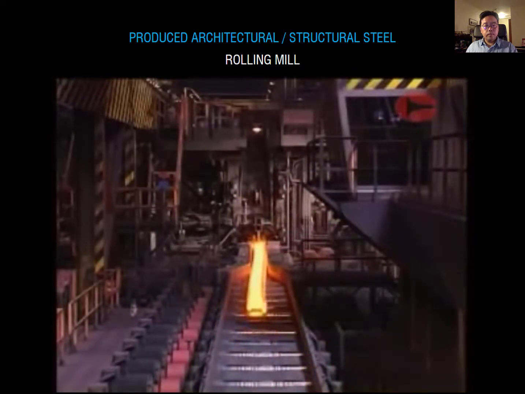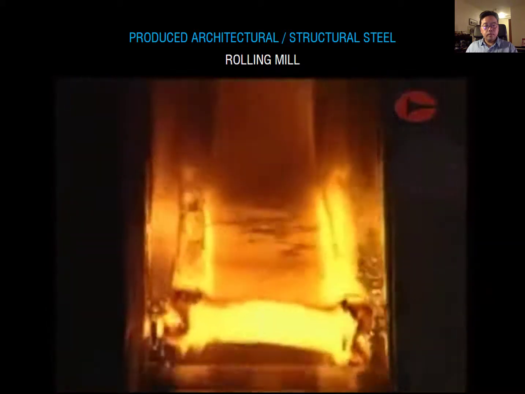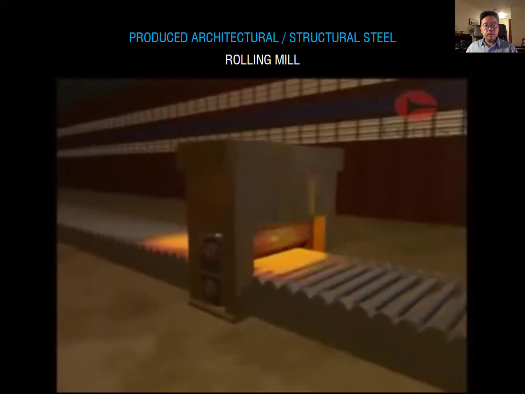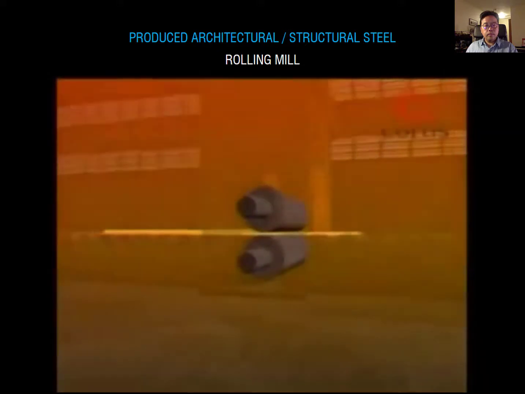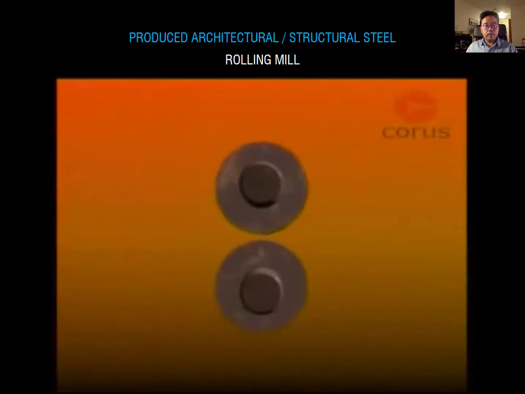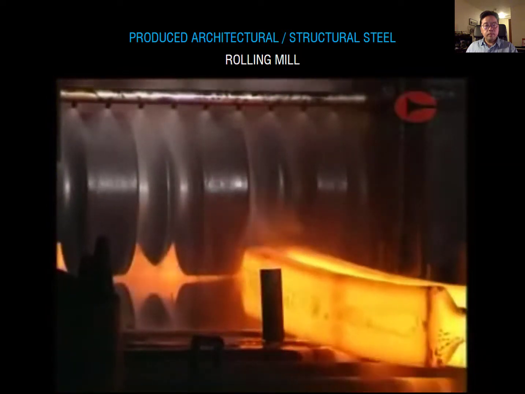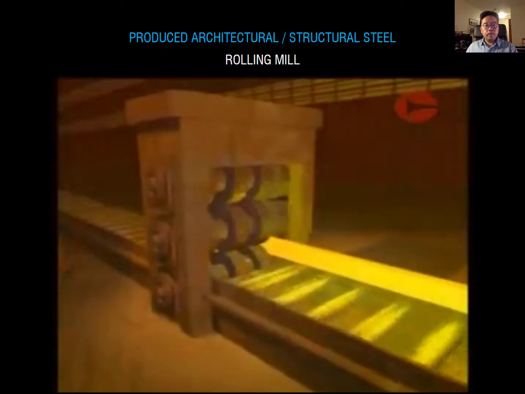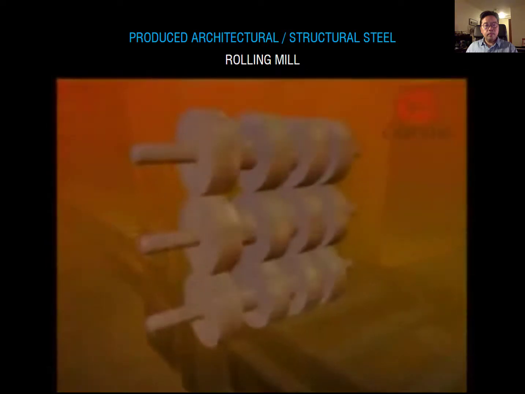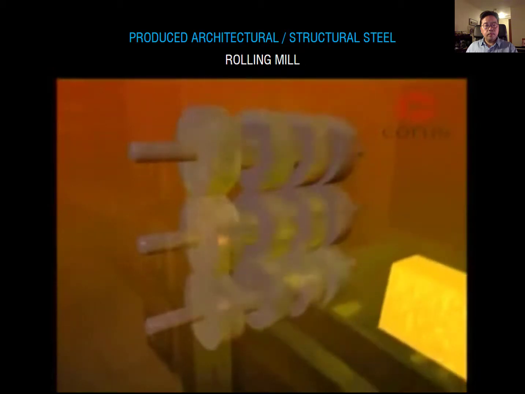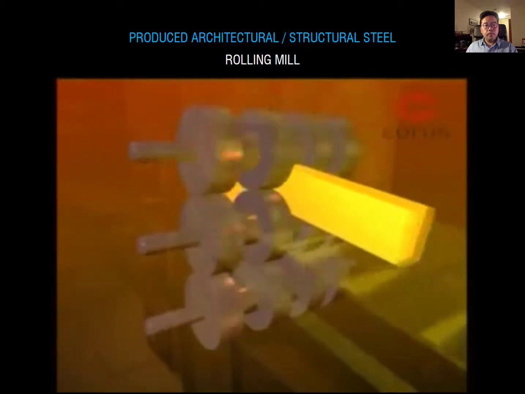Mill stands have various roll arrangements depending on the product being rolled. The simplest arrangement is a two-high stand, used mainly for long products such as sections. For light sections and bars, three high stands are sometimes used, with the steel passing one way through the bottom gap and back through the top gap.